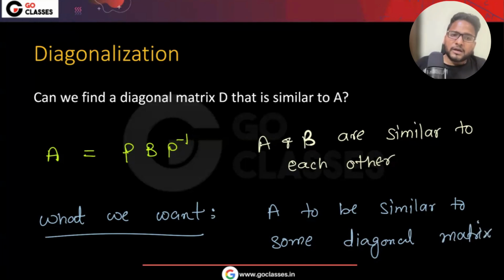Now let's see, can we find a diagonal matrix D that is similar to A? This is what we want to check. Can we find a diagonal matrix D that is similar to A? That is what we ultimately want to do.